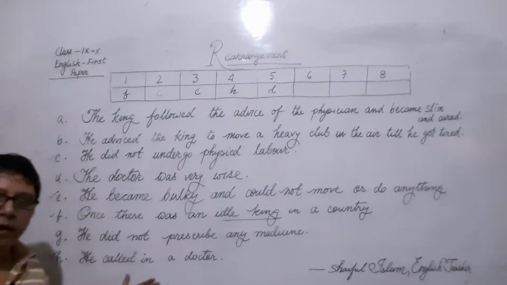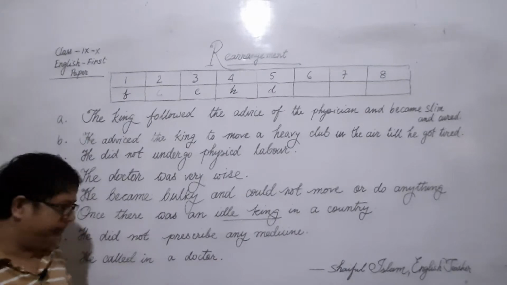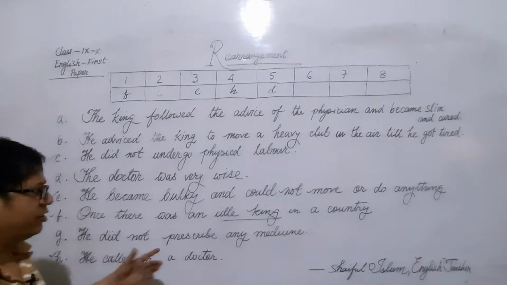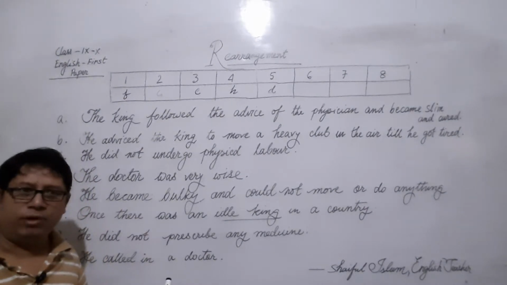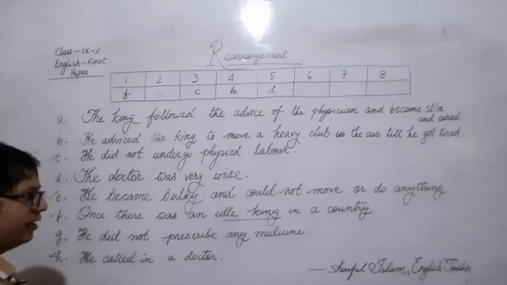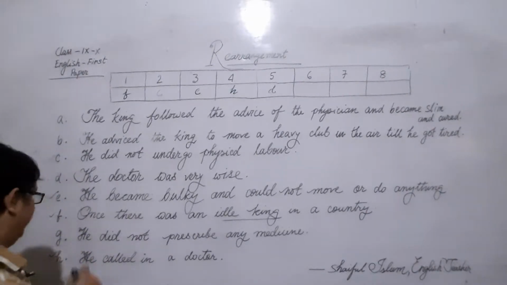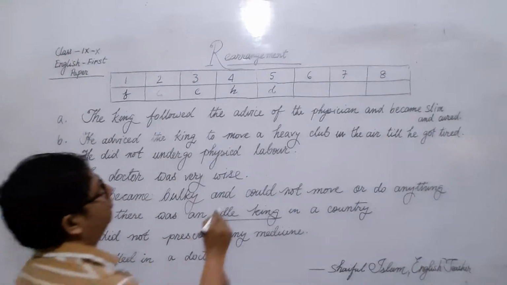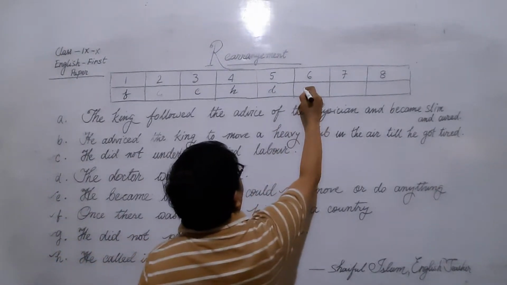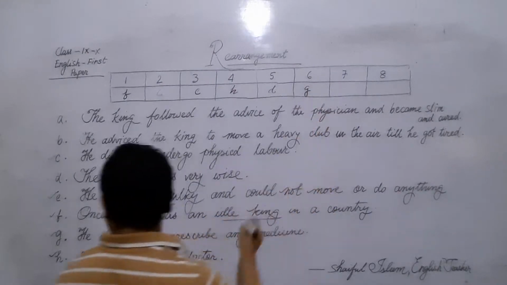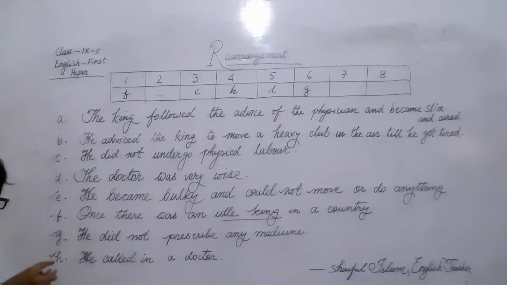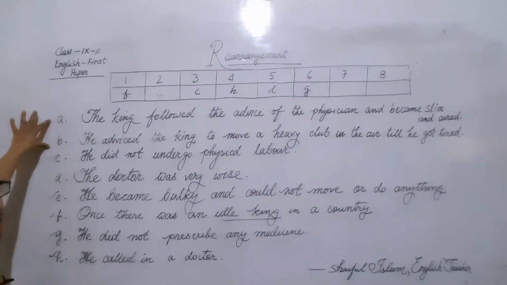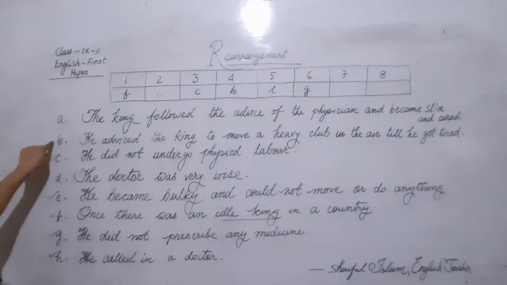So what did the doctor do then? He did not prescribe any medicine. If he is wise, what did he do? He did nothing. He did not prescribe any medicine. Okay, now G, did not prescribe any medicine. Then what happened? Almost all sentences gone. Two sentences rest. Okay, so what did the doctor do?